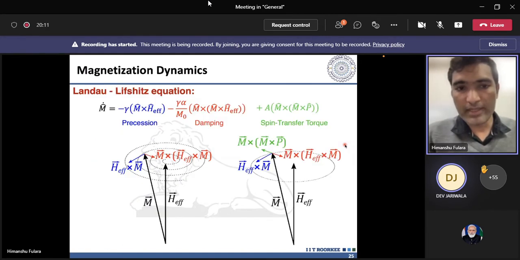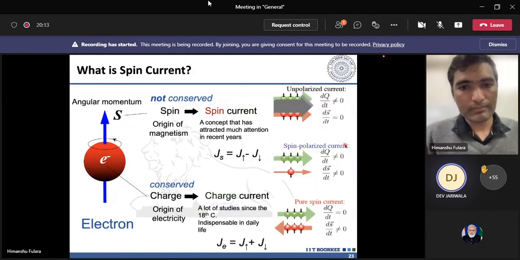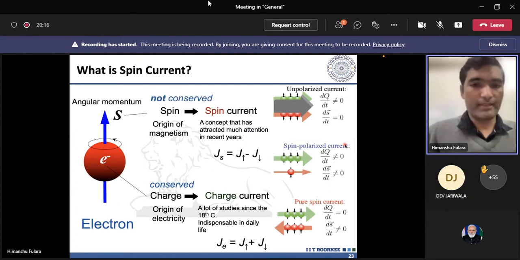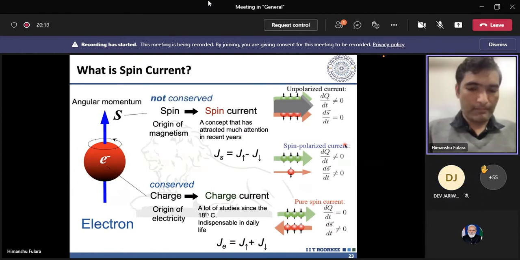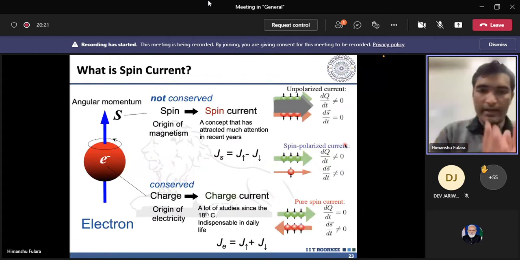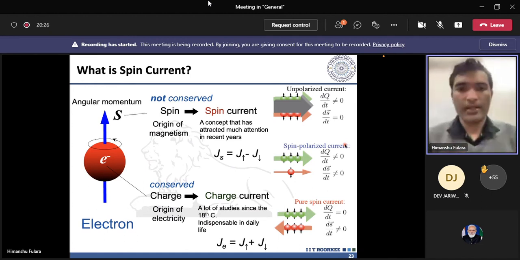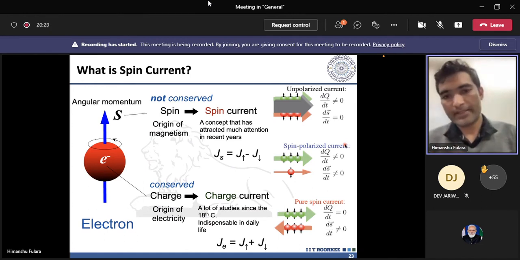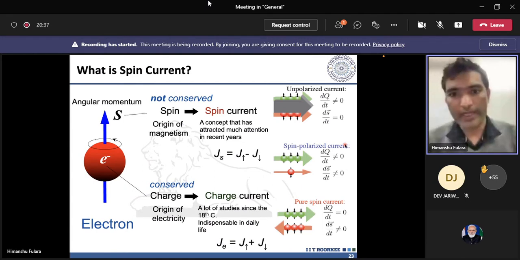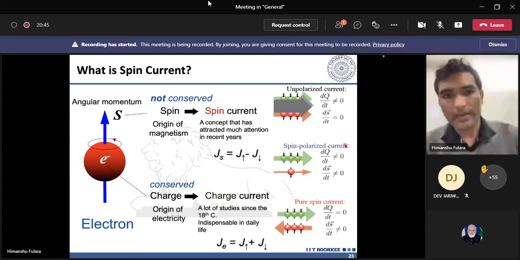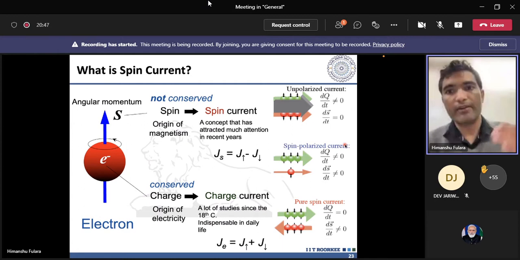So I was here actually. I was discussing this concept. Just to summarize what I discussed in the last lecture, because that will be useful to go further. In spintronics, we are basically exploiting the unused functionality of the electron, that is called spin, in order to take advantage of the spin properties of the electron.